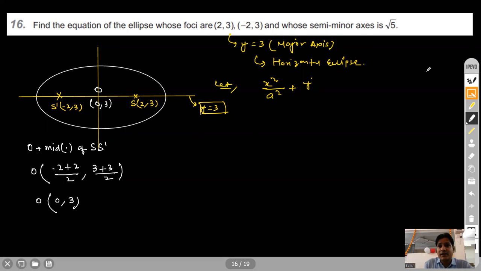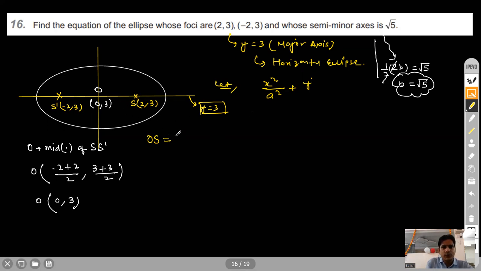And one more piece of information is given here: the semi-minor axis. 2b is our minor axis, and semi means half, so half of 2b is given to be root 5. So b is equal to root 5. Here, the distance OS is equal to 2, and this will be equal to a times e.